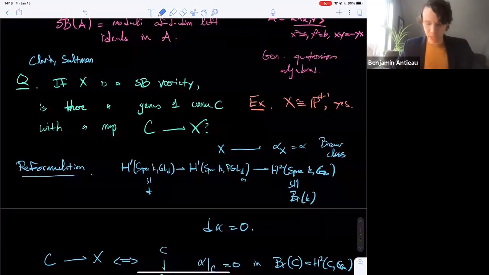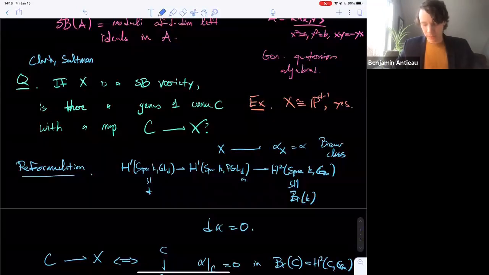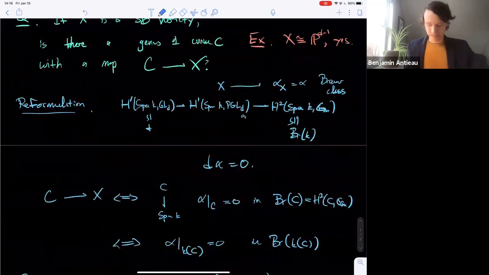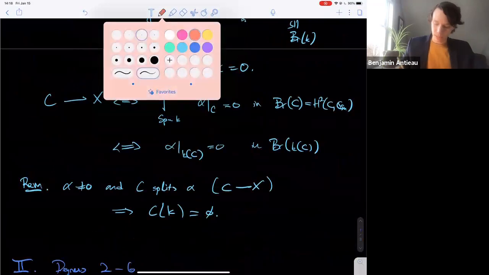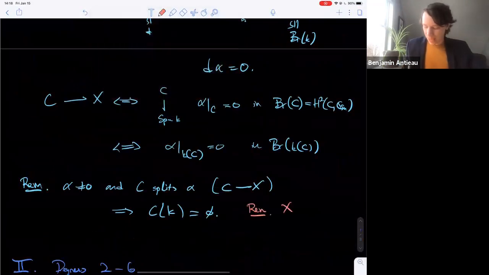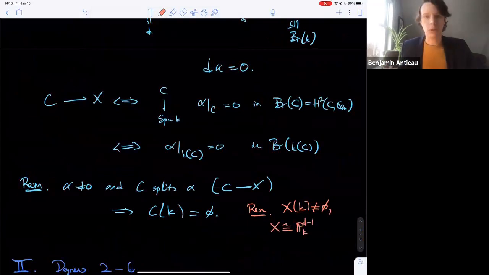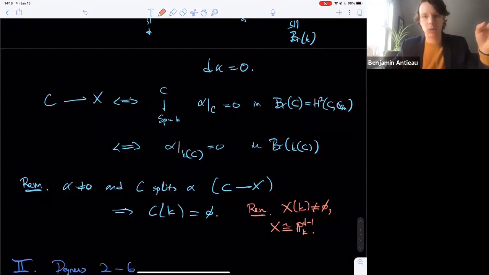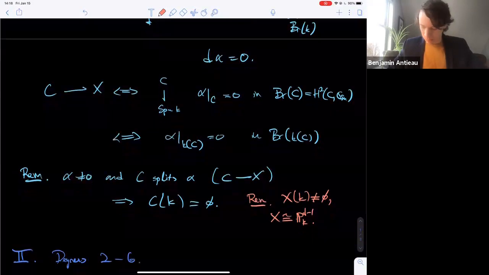Let me just remark, though, by the way, that I should have said this already. I'll put this right here. Remark: if X itself has a rational point, if the set of rational points is non-empty, then X is already isomorphic to projective space over the field. So as soon as the Severi-Brauer variety picks up a rational point, it's isomorphic to projective space.